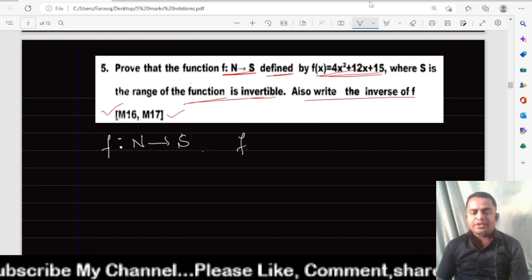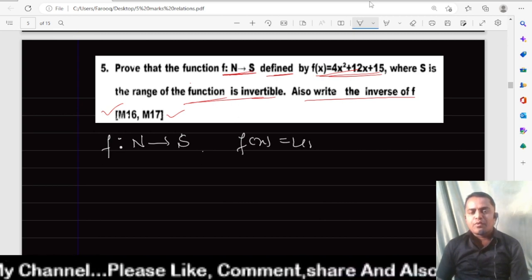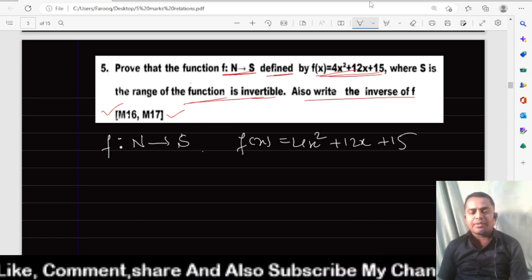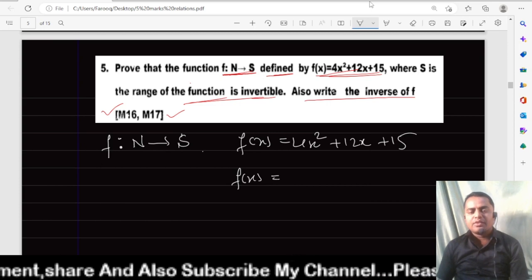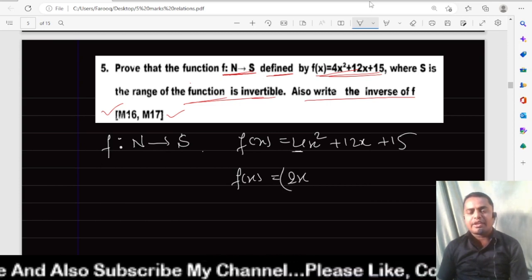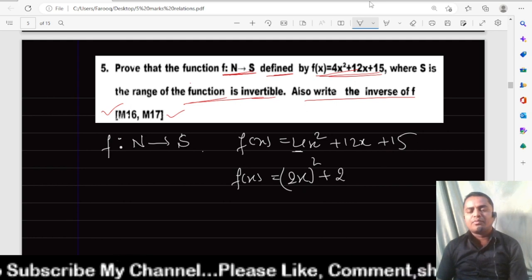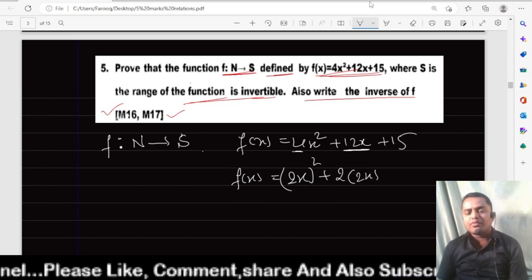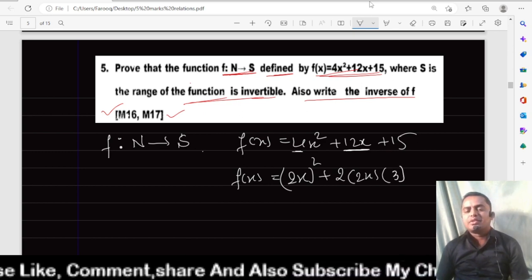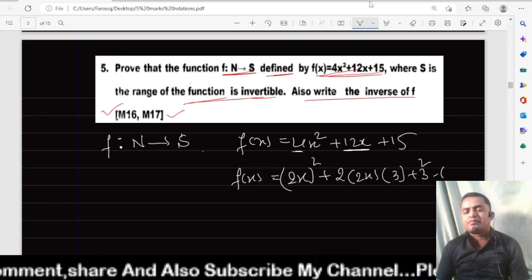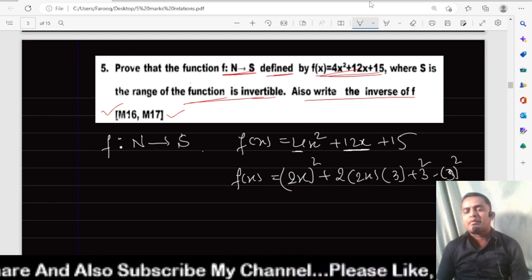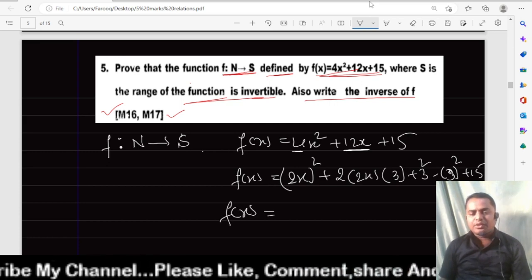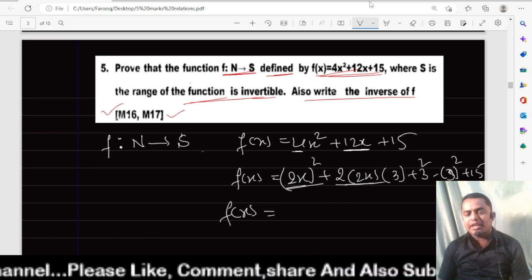And f of x is equal to 4x square plus 12x plus 15. Now again, by the completing the square method. 4 is a perfect square number. Write (2x) square plus 2ab form. This 12x I am writing in the form of 2ab. 2a means 2x. 2 2s are 4, 4 3s are 12, plus 3 square minus 3 square plus 15.